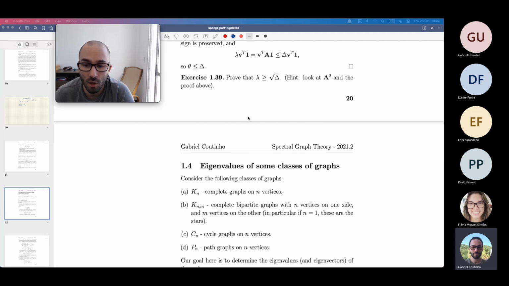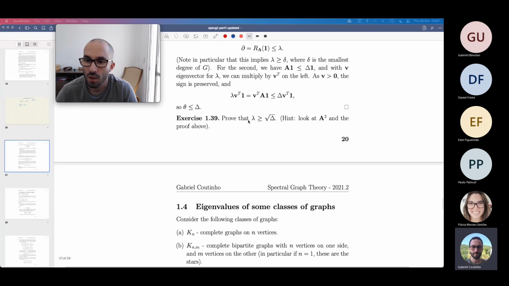As was the case with the previous assignment, some questions are supposed to be easy, some a little bit more difficult. This, for example, is one of the questions in the assignment, exercise 1.39, okay?